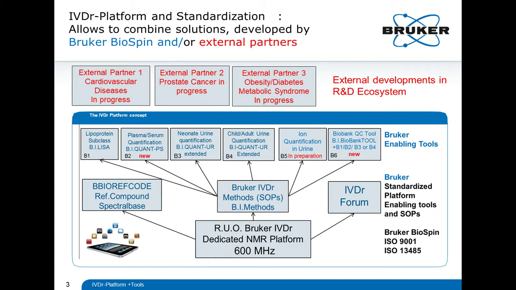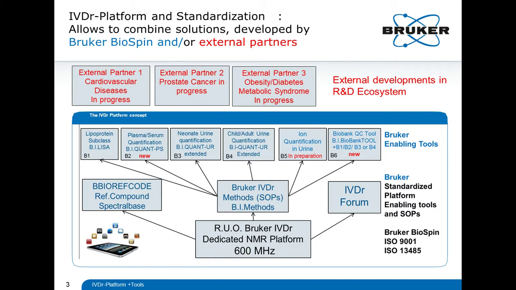These are the standard procedures that we have, for example, for measurement of urine, plasma, serum, CSF, and very soon also further body fluids or extracts thereof. Together with that, there is a spectral compound reference base. We call this the B.I.BioBank code, which currently has 800 compounds, with a lot of 1D and 2D spectra, which are used, for example, to identify outliers in statistical analysis, and also play a role in quantification.